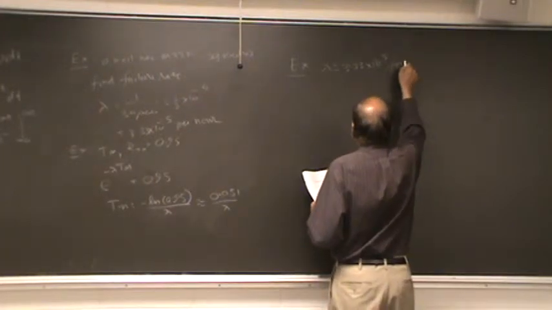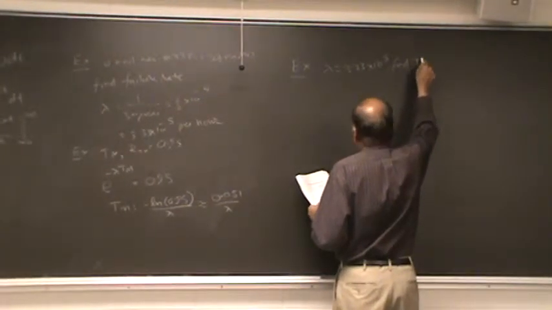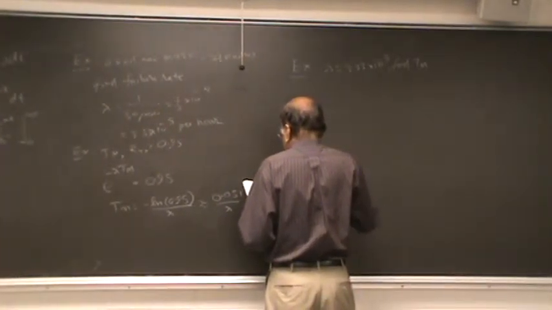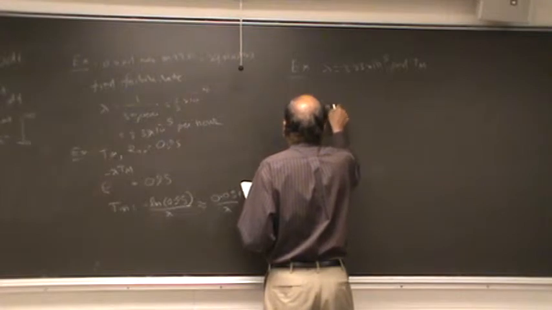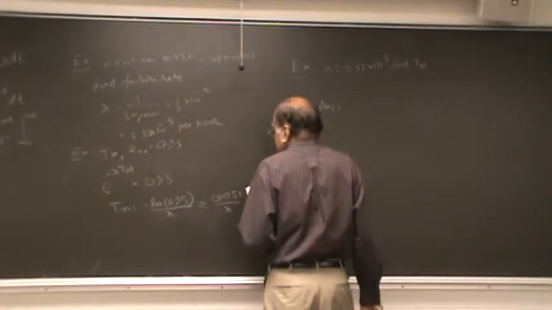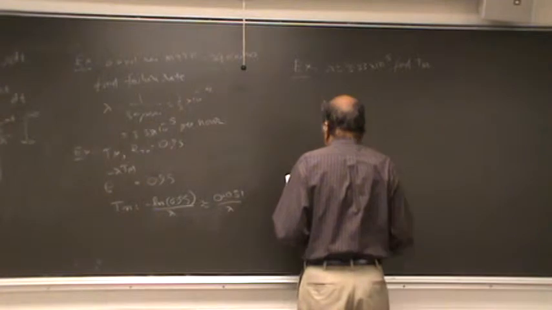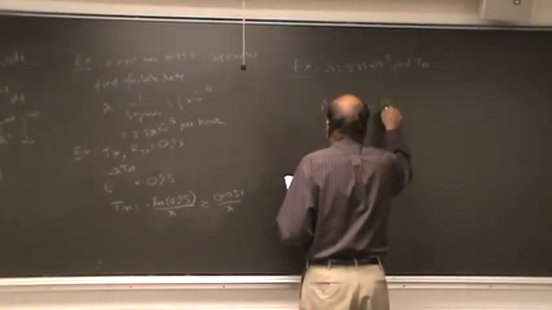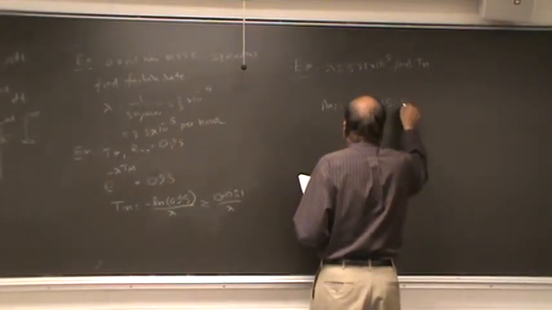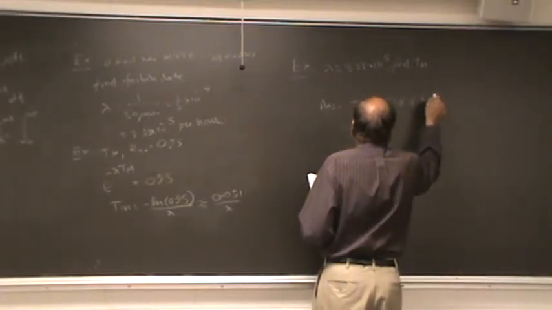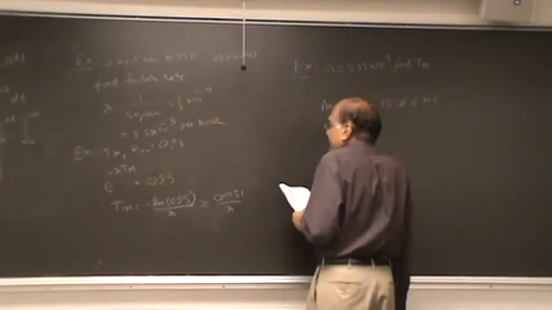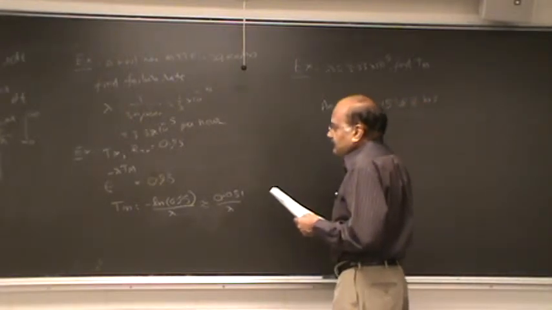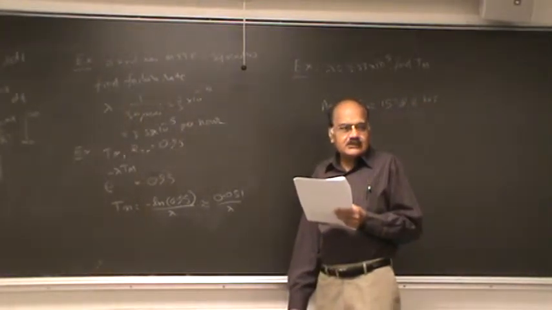Find the mission time. Okay, so I plug in the value of lambda here, and it turns out that Tm is equal to 1538.8 hours, if my calculation is right. Okay, so the mission time is about 1500 hours.